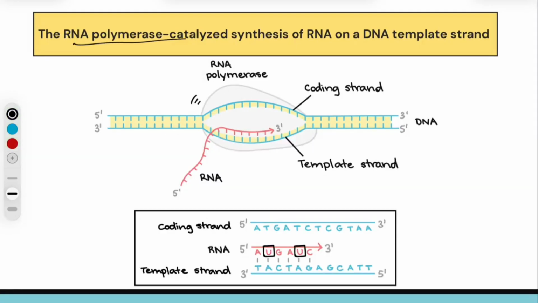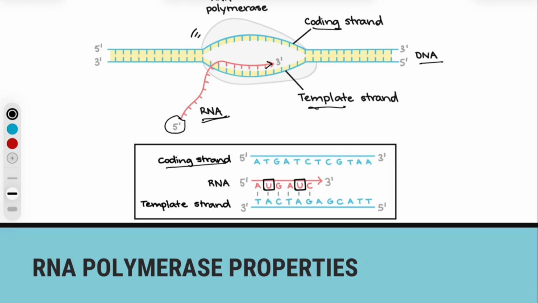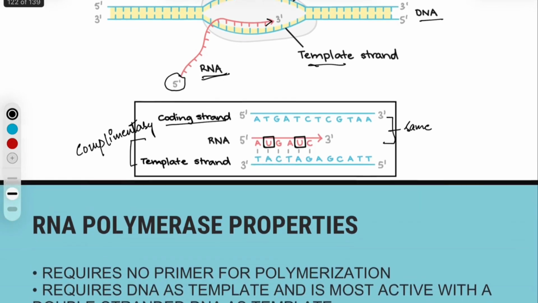Now, we will discuss the main enzyme involved in transcription, which is RNA polymerase, the enzyme which catalyzes the synthesis of RNA on a DNA template strand. Here you can see on the 5' end, the tail is outside. Only from the 3' end is RNA getting transcribed. Here the coding strand is in the 5' to 3' direction, which is the same as the RNA except for the T and U bases. But the RNA and the template strand are complementary to each other.